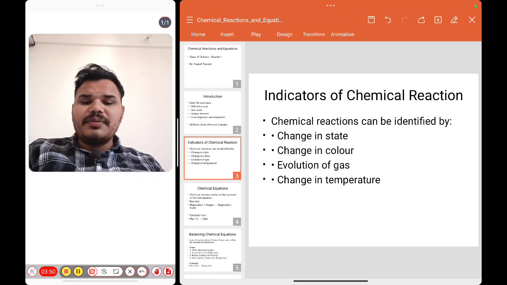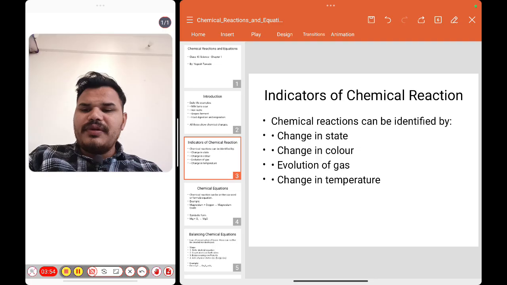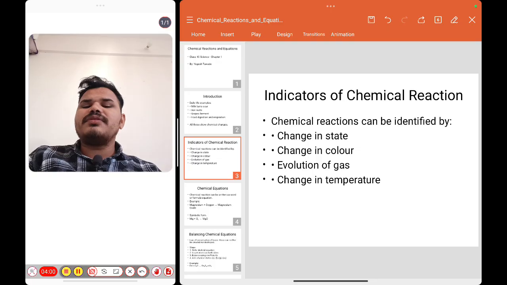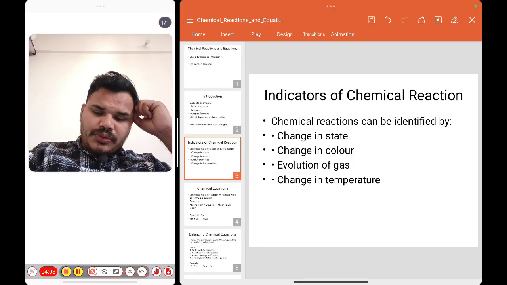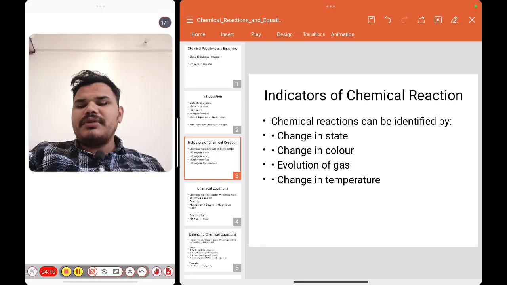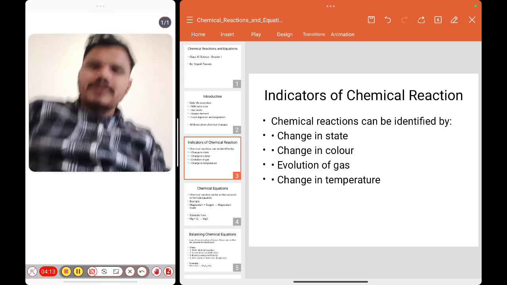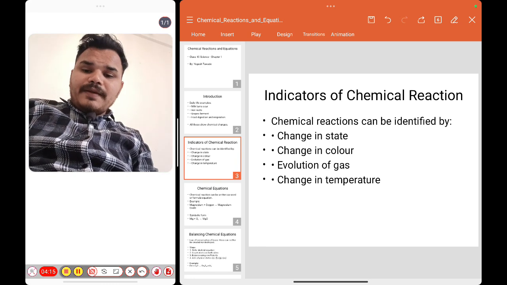So the next topic is the indicators of a chemical reaction. When we say that a chemical reaction has occurred, how can we identify it? First one, the change of state. For example, we have iron, but after corrosion it forms oxides of iron, right, or loses electrons.